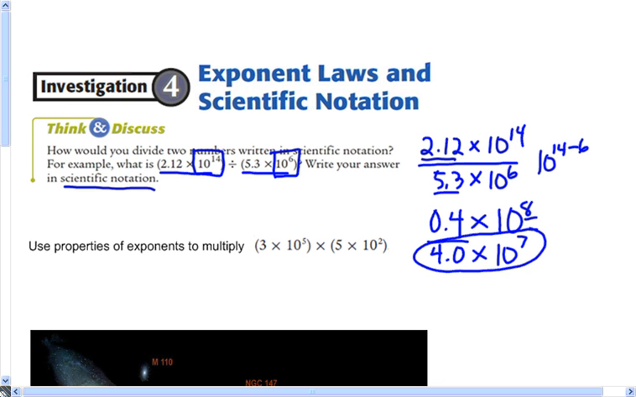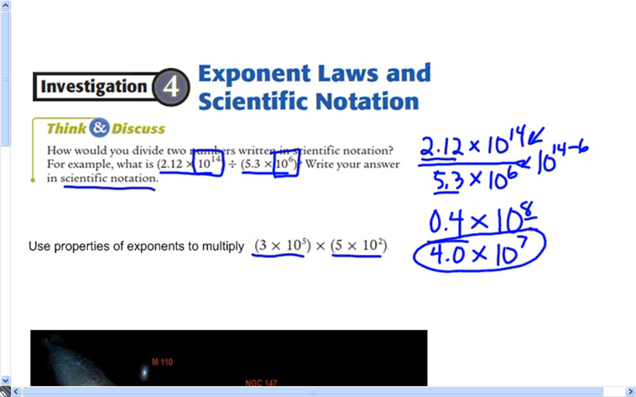So I really didn't need to divide these whole great big numbers. I can use the laws of exponents to simplify that process. Let's see how that works with multiplication. So here we have 3 times 10 to the 5th. We want to multiply that by 5 times 10 to the 2nd.